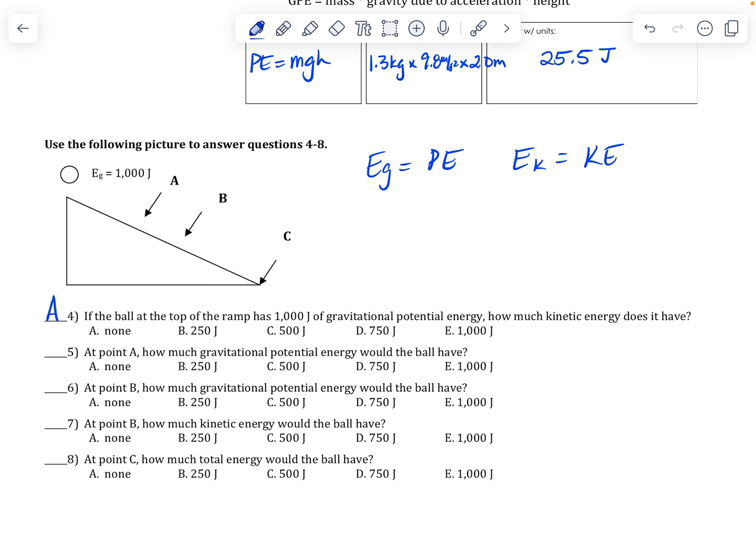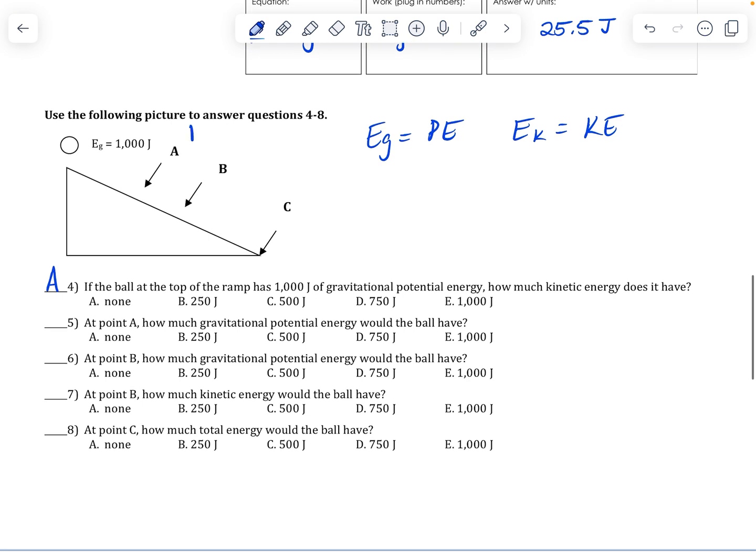So none. At point A, we're going to say point A is about a quarter of the way down, not a half. A quarter. B would be about a half. So how much gravitational potential energy at A? So it started with 1,000 and went down a quarter, so we're probably at about 750. At point B, how much gravitational potential energy would the ball have? Halfway, half of 1,000.